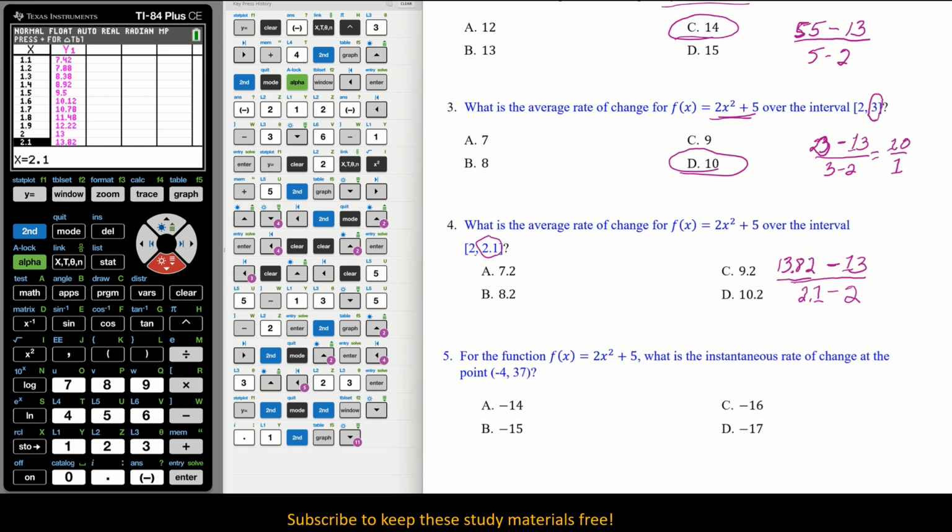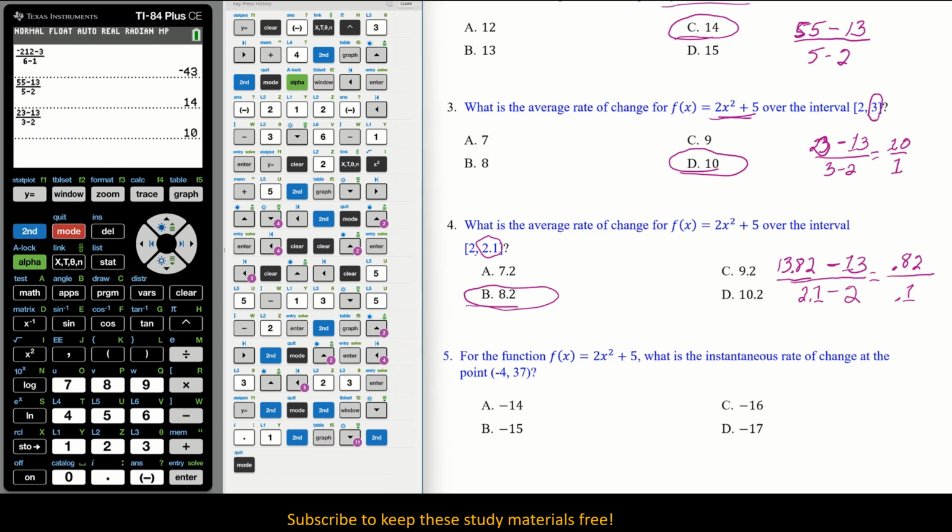That would be 13.82. Okay. And yes, you can see by doing this in our head, we have 0.82 over 0.1, which I'm looking at the decimals. There's only one answer option, which would be B. But not a big deal.